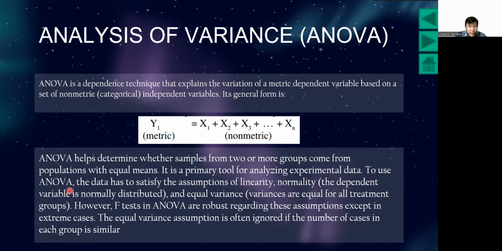To use ANOVA, the data has to satisfy the assumptions of linearity, normality, or the dependent variable is normally distributed, and equal variance, o yung variances are equal for all treatment groups. However, F-tests in ANOVA are robust regarding this assumption except in extreme cases. The equal variance assumption is often ignored if the number of cases in each group is similar.